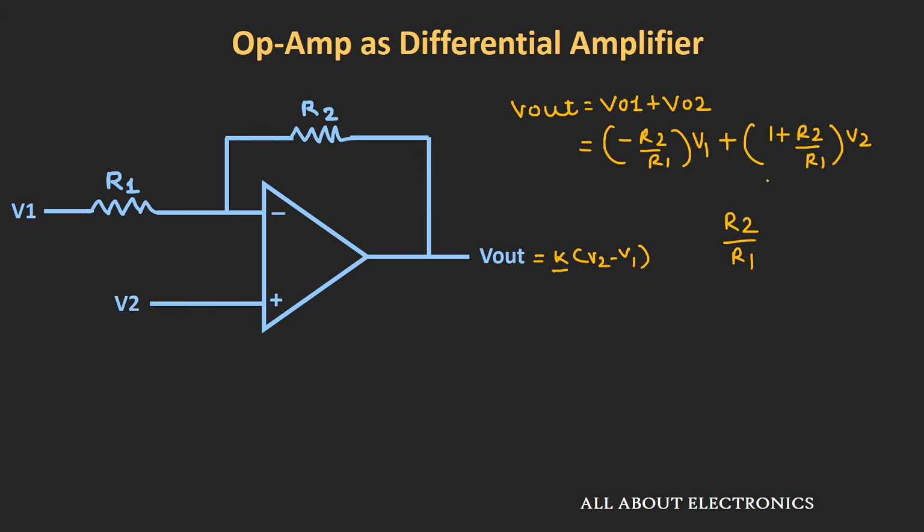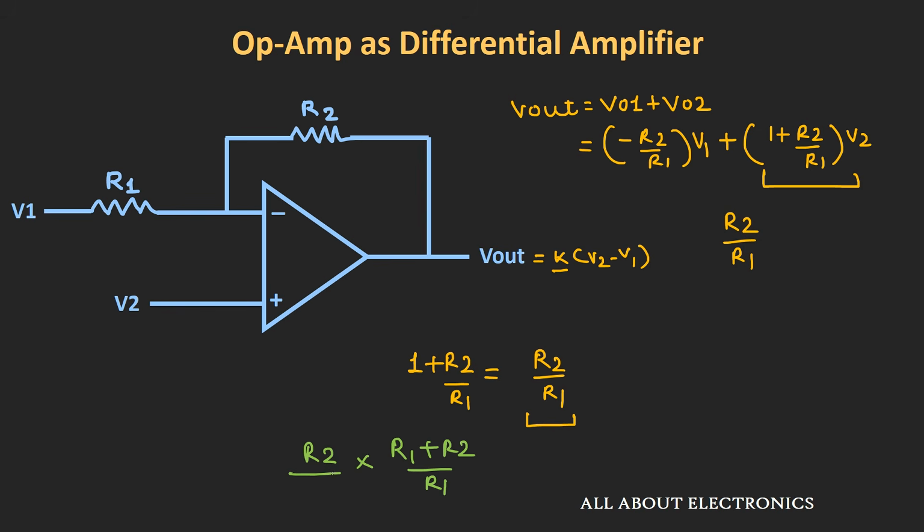Here in the second term, instead of 1 plus R2 divided by R1, we require the term that is equal to R2 divided by R1. Somehow we need to arrange this term in such a way that we can get R2 divided by R1. We can write 1 plus R2 divided by R1 as R1 plus R2 divided by R1. And if we want the term R2 divided by R1, then we need to multiply this term by the factor of R2 divided by R1 plus R2.